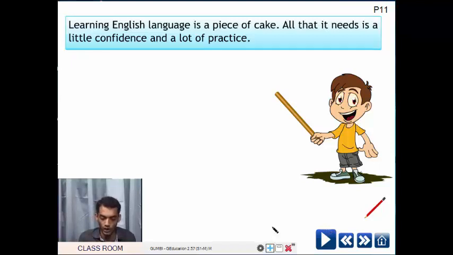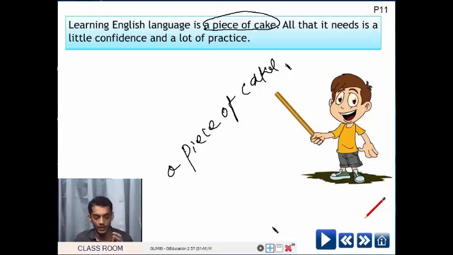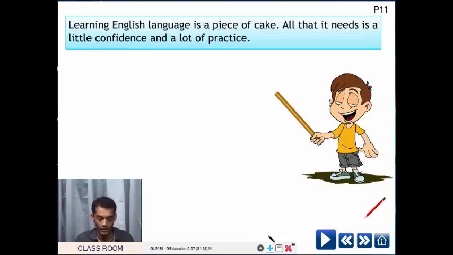Very good. Look at the idiom a piece of cake. Can you guess the meaning? The context it is used? Learning English language is a piece of cake. All that it needs is a little confidence and a lot of practice. Can you guess? Okay, let me tell you.